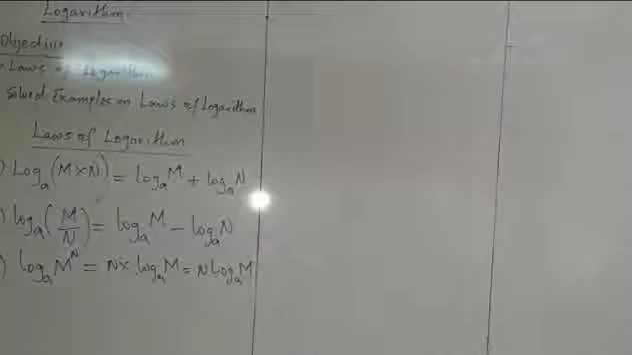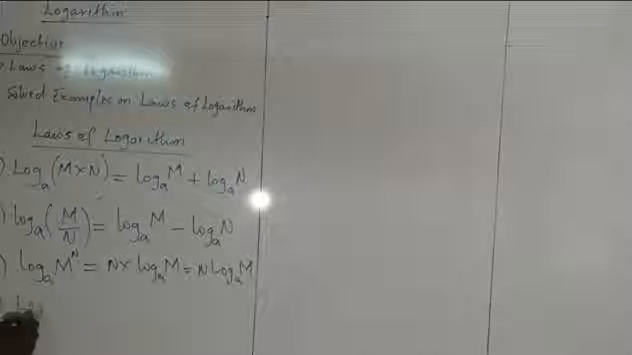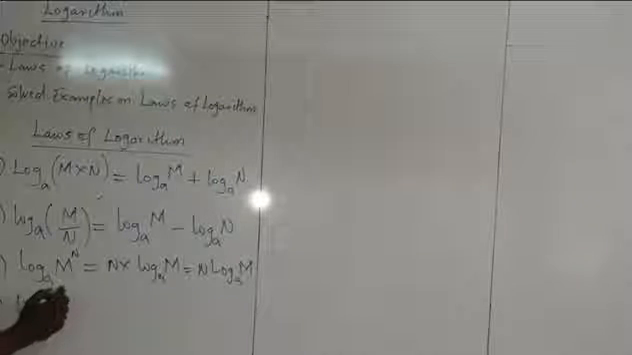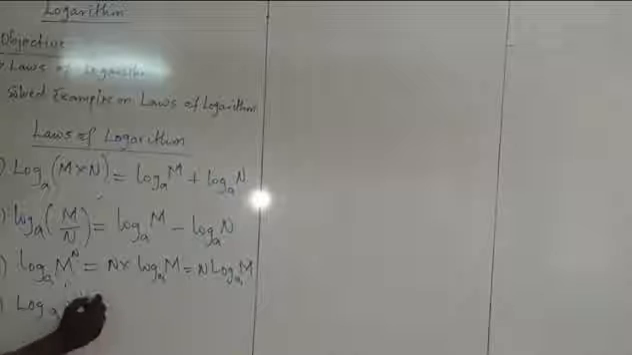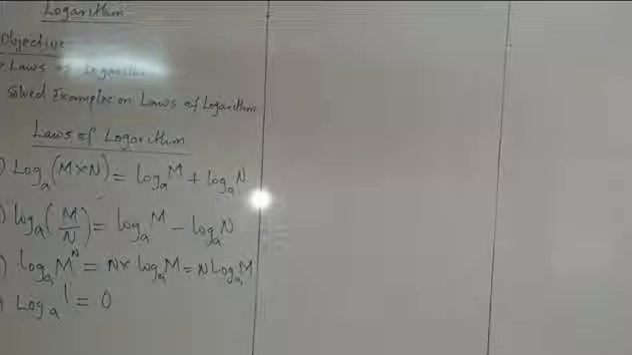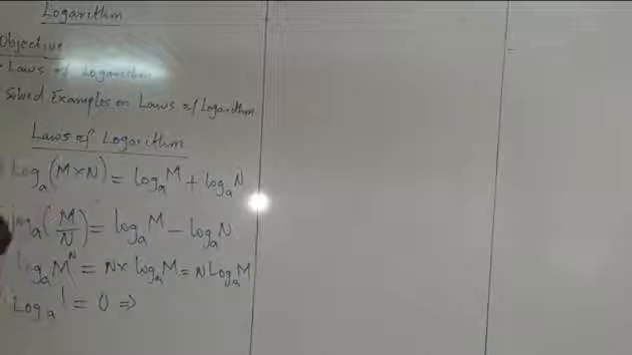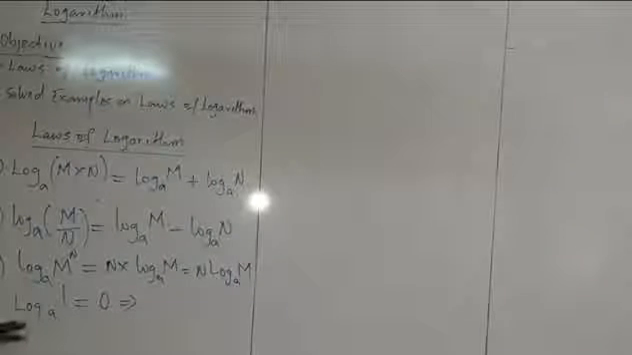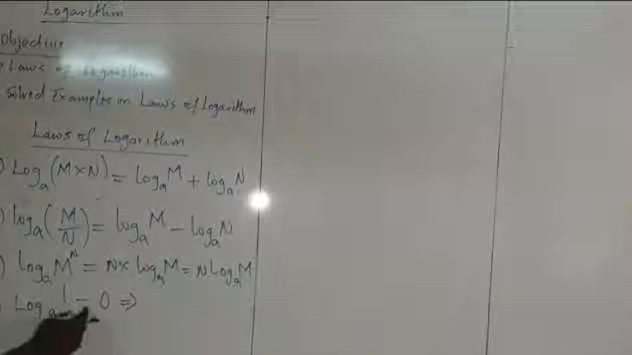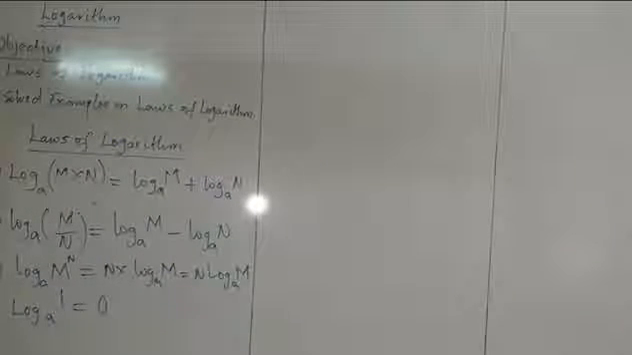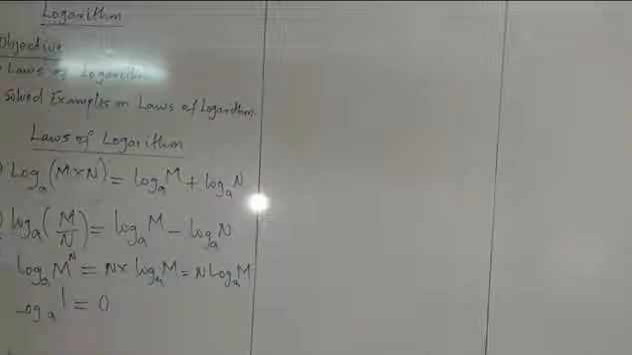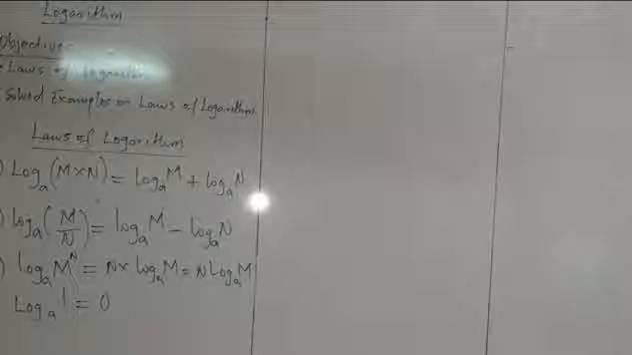So the next one is the zero law. Number 4, log 1 base a equals what? 0. So log 1 base a is 0, simply because we are not there yet. We are going to do that under relationship between indices and logarithm. But log 1 base a, according to the laws of logarithm, is 0.